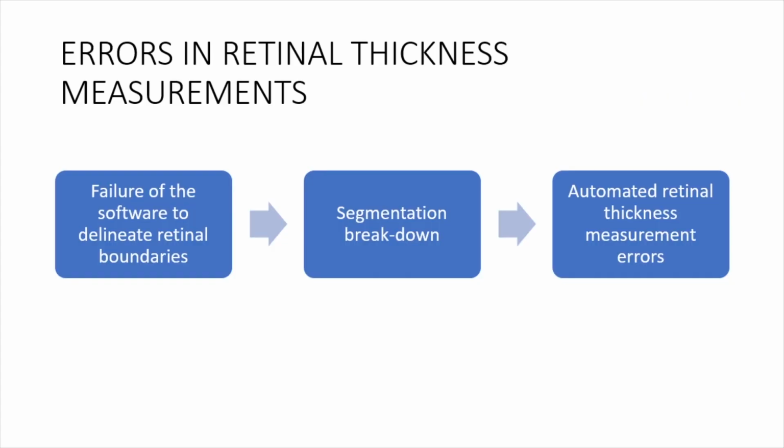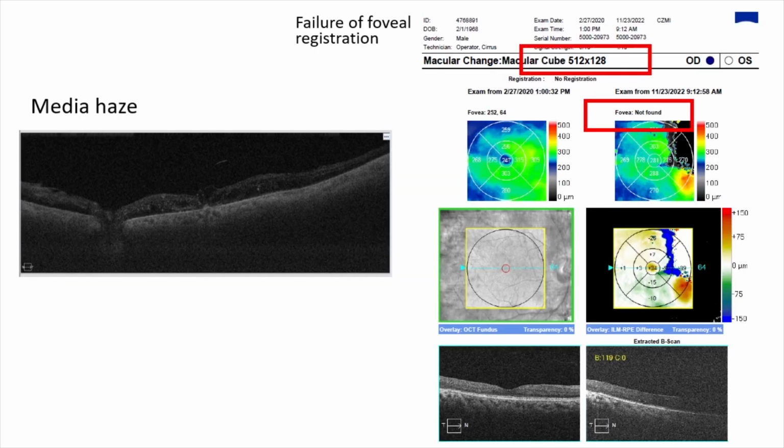So what are the errors which can come when we are measuring the retinal thickness? Firstly, if the software does not delineate the retinal boundaries, it will cause segmentation breakdown, and the measurement which we get is not going to be right. A few of them are: first is media haze, so the measurements which we get on this scan are not reliable. Secondly, in a scan with media haze, the fovea finder cannot locate the fovea. So these are not accurate measurements.